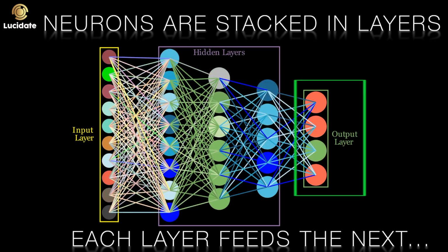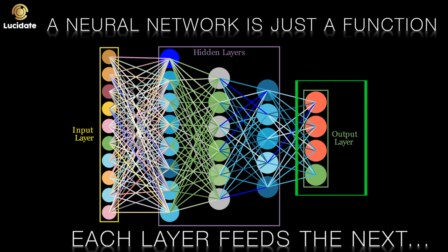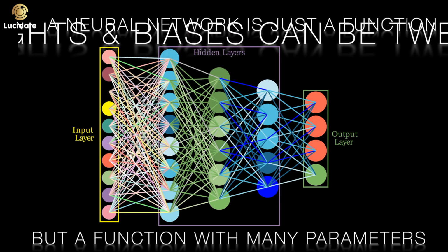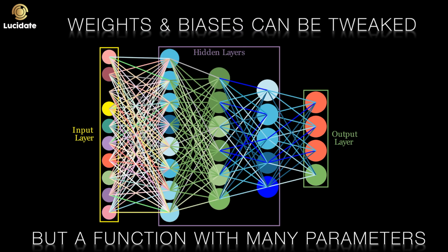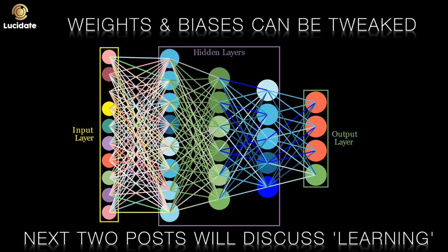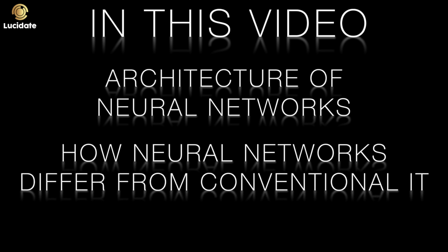As we'll see, this means that our neural network is just a function that maps a set of inputs into a set of outputs. While it's just a function, it's fair to say that it is a large and complicated function. This function has a very large amount of parameters. These parameters can be tweaked to map inputs into outputs. This tweaking of parameters happens while a network is learning or being trained. Training a neural network will be the subject of the next two posts. For the remainder of this post, we're going to look at the architecture of neural networks. We'll show how this architecture differs from conventional IT techniques.